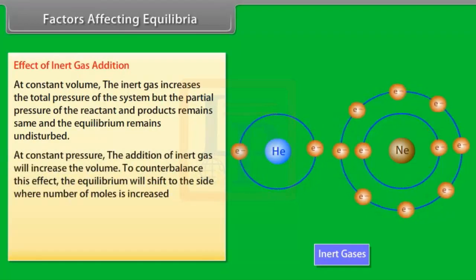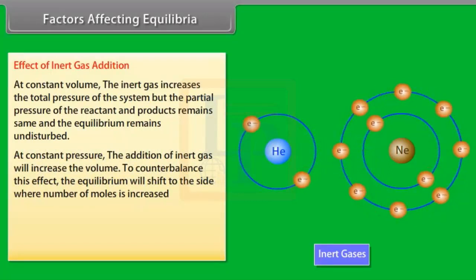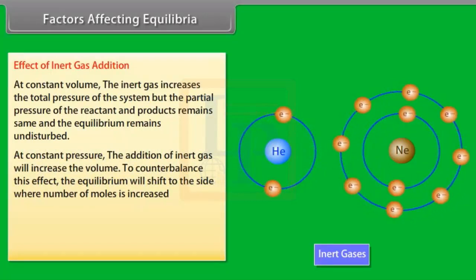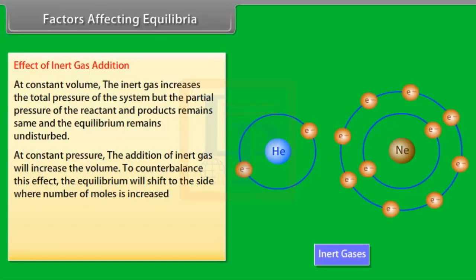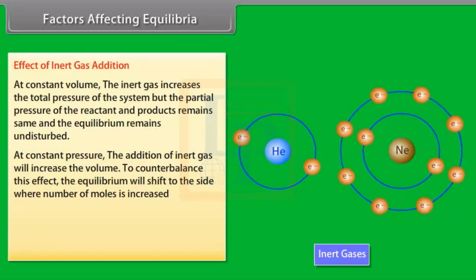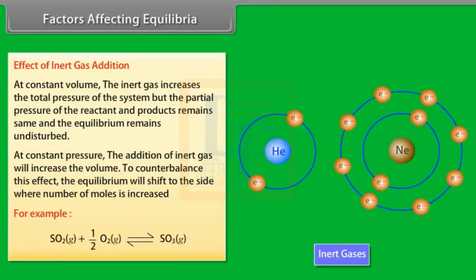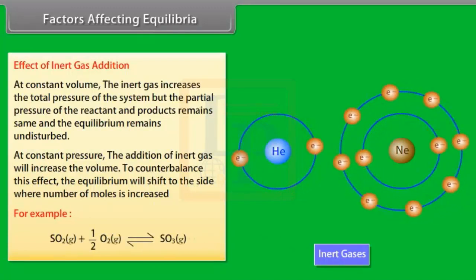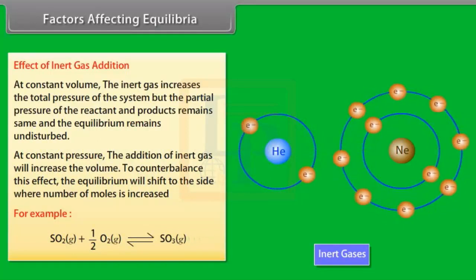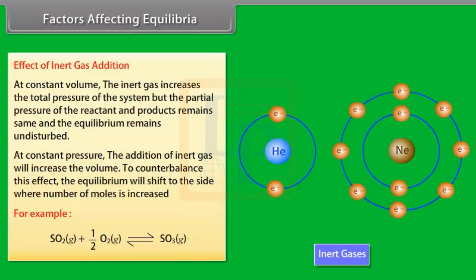At constant pressure, the addition of inert gas will increase the volume. So, to counterbalance this effect, the equilibrium will shift to the side where the number of moles is increased. For example, the addition of inert gas at constant pressure will push the equilibrium to the backward direction.